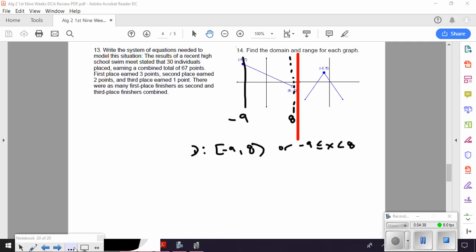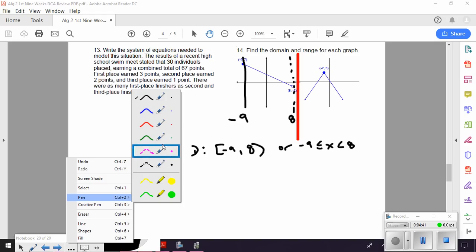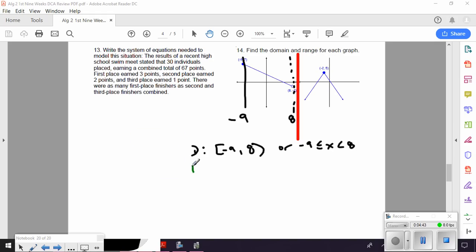Okay, now let's talk about the range. Range is your y values. Start from the bottom, work your way up. On the bottom of the graph, there's an open dot, so it's going to be a dashed frame, and it's at -2. The highest y value is 7, and it's a closed dot, so it's a solid frame. So the range is -2 to 7.